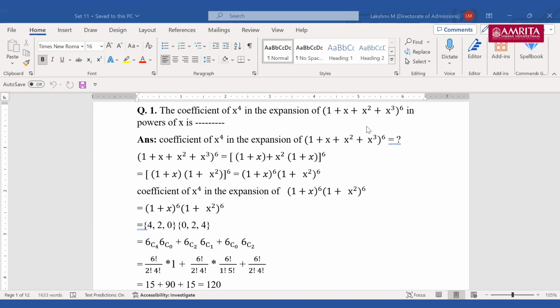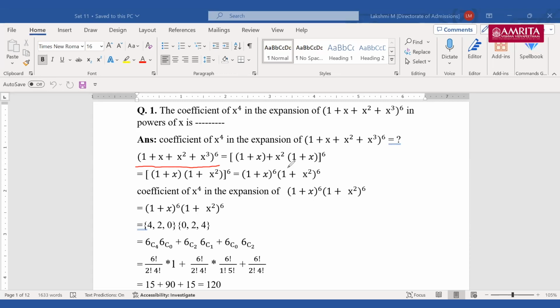You need to understand what you have to find. Maybe when you're thinking about the formulas, it's really difficult for you. What I've done is I have just changed it in such a way that I'll be able to use the formula that I've studied in my class. So I've changed this to 1 plus x, it's common here, and 1 plus x square. So 1 plus x raised to 6 and 1 plus x square raised to 6.